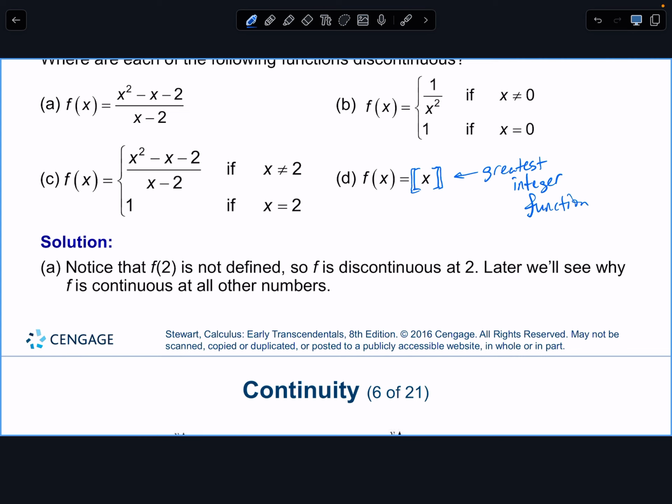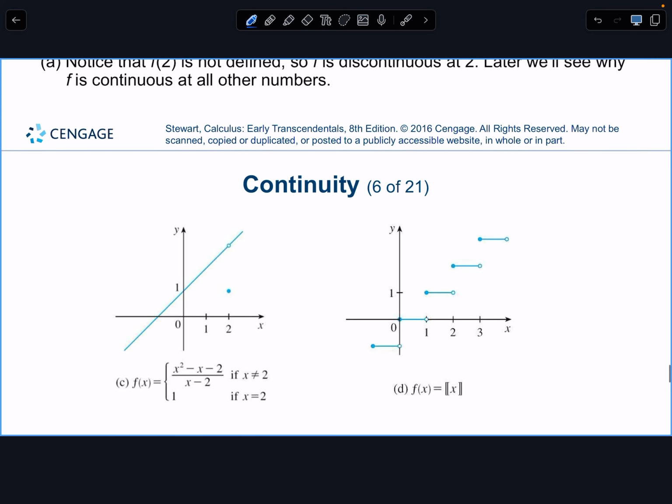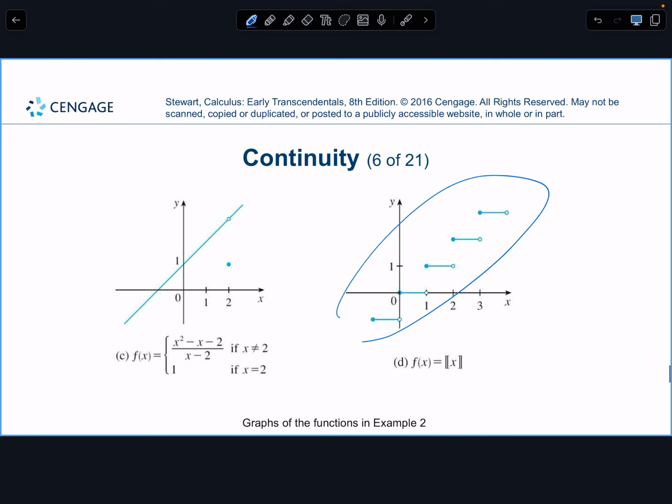Okay, well, I'll show you on the graph, this letter D. It's right here. What is that, the greatest integer? Basically, if a value of x is like 2.4, the function says 2. If it's 3.1, the function says 3. It stays at the integer value until x jumps up.